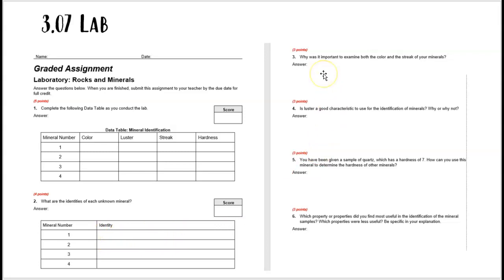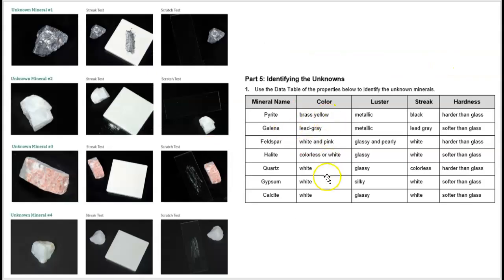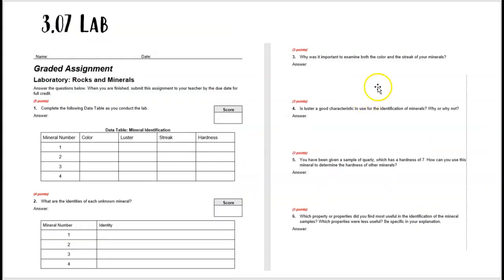Okay, moving on to the analysis questions. It says, why is it important to examine both the color and the streak? So in order to answer that question, you would look here and you would see that there are some minerals that have the same color. There are several here that have the color white, but they have different streaks. And so that would help you identify something that maybe has the same color. That streak and color test can be different.